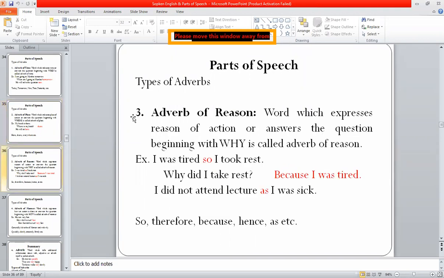Then adverb of reason, these are the adverbs which express why that action has happened. These are the words which express the reason of action or answer the question beginning with why. Therefore, because, hence, as, since, these are the adverbs of reason.